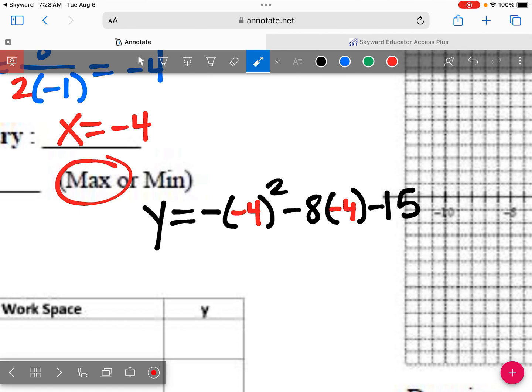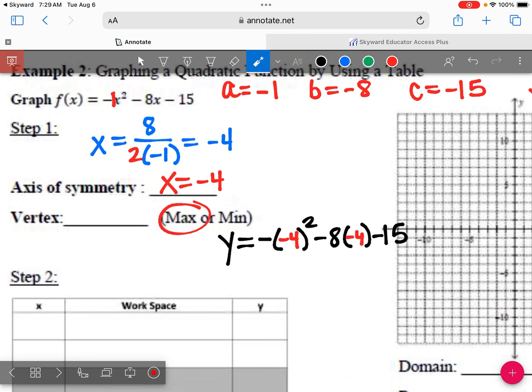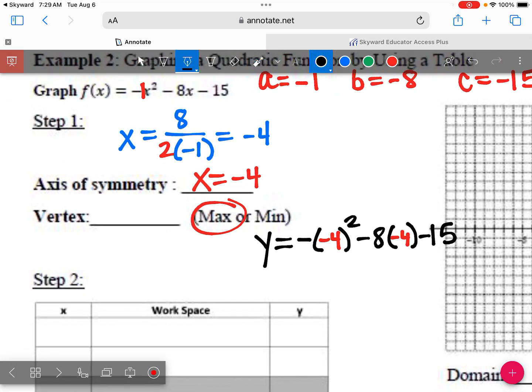Georgia, do you have a calculator? Okay. So let's go ahead and type that in. Let's see what we have. I'll type it in with you. And then you should get 1. Who got 1?